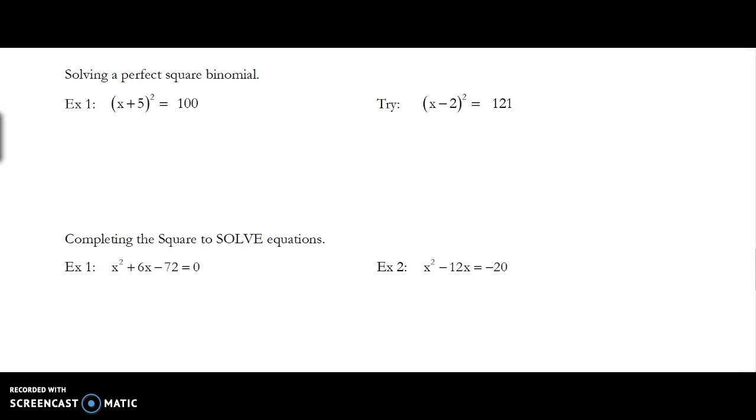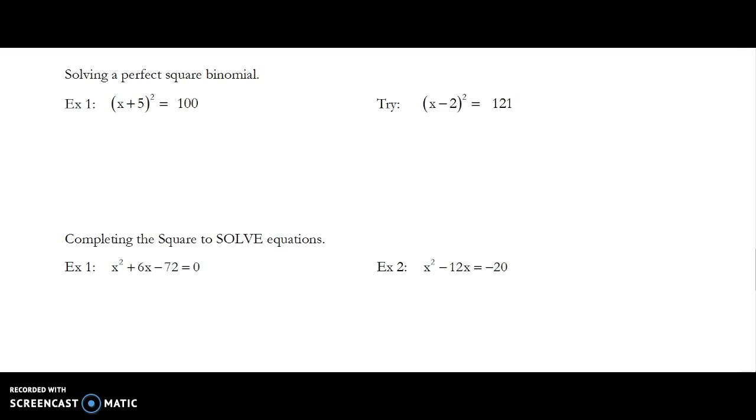This is part 2 of your day 1 notes. What we're actually going to do now is solve a perfect square binomial. So in the last video, we learned how to complete the square, and now we're actually going to solve it. So we are going to start by working backwards.